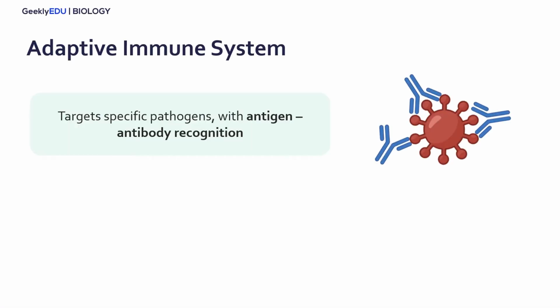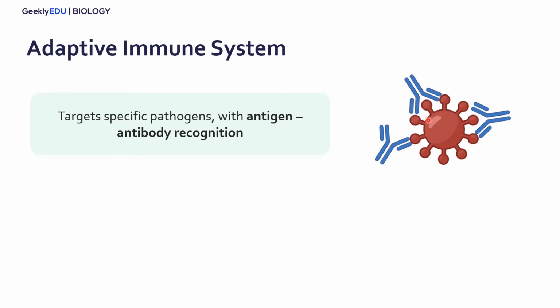T cells are part of our adaptive immune system. So within our adaptive immune system, we are targeting specific pathogens. And to do this, our adaptive immune systems work with the antigen-antibody recognition. So antigens are on the outside of pathogens. Pathogens are just anything that can cause disease.